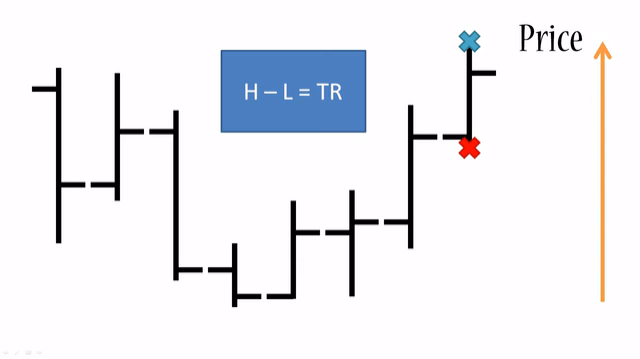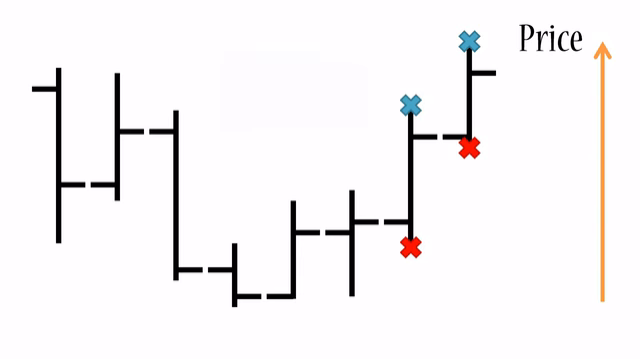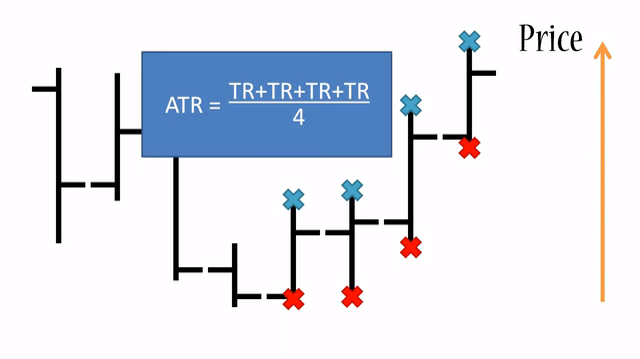Next, let's take the true range for the next bar, and then let's take the true range for the bar after that, and then we'll take one more true range. What we're going to do with all of these four true ranges is we'll take the average of these four true ranges, and that will give us the average true range in the past four bars. So that tells you not only how volatile the market was in the current day, but also how volatile the market was over the past 4 days on average.